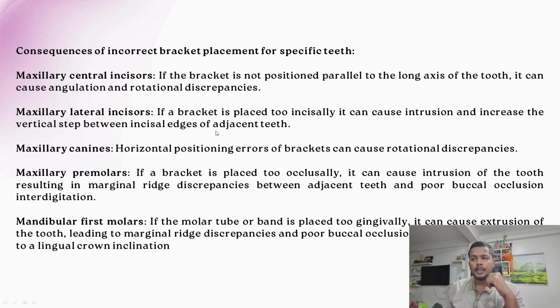For the mandibular first molar, if the molar tube or band is placed too gingivally, it can cause extrusion of the tooth, leading to marginal ridge discrepancy and poor buccal occlusion interdigitation, and also to a lingual crown inclination.